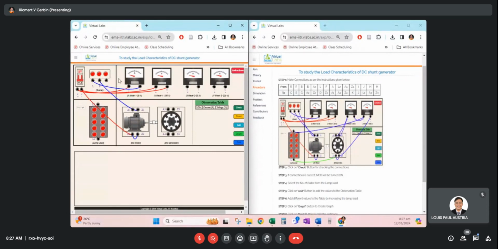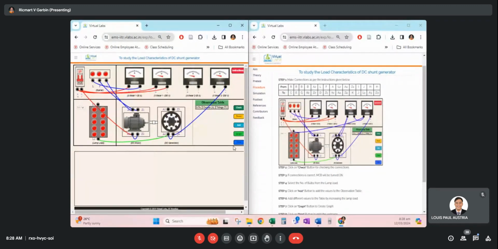Then, A to A1. Where is A1? A2. Then, L2. So, lamp. Nasa lamp na tayo to A4. Then, A4 to Z4. Then, Z4 to K. So, voltmeter.